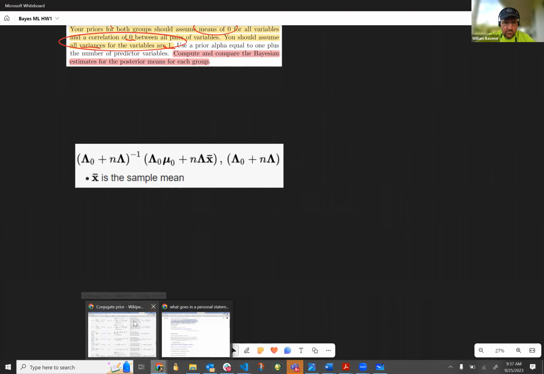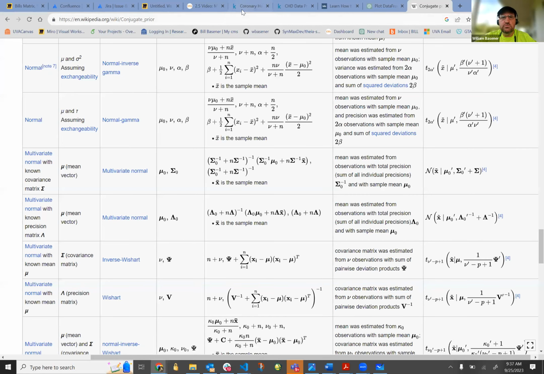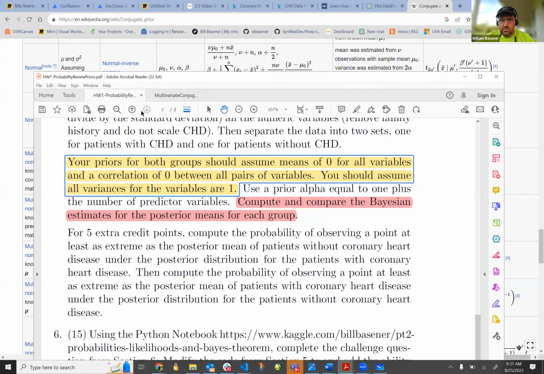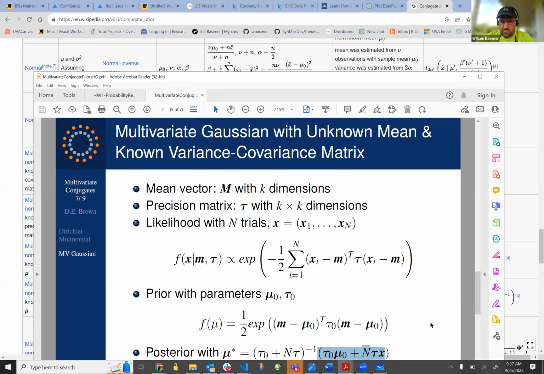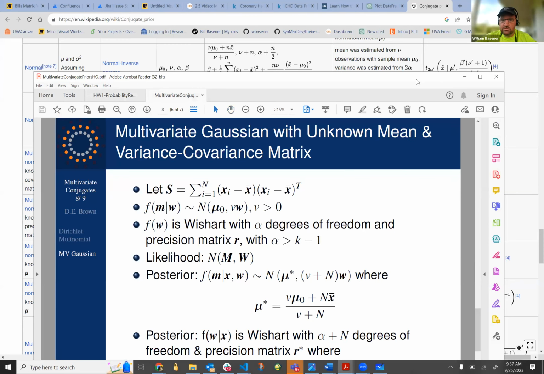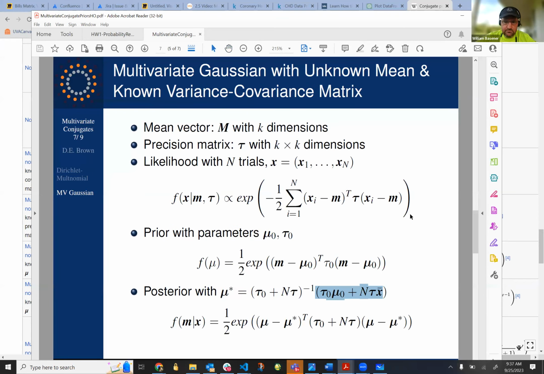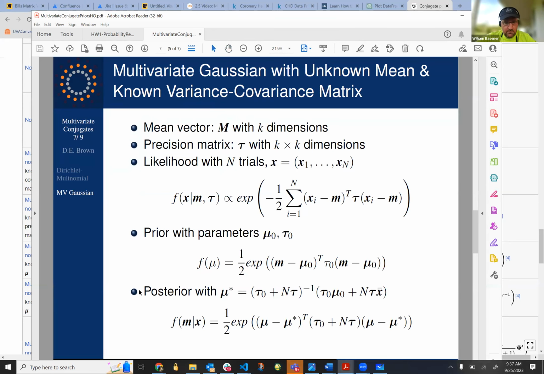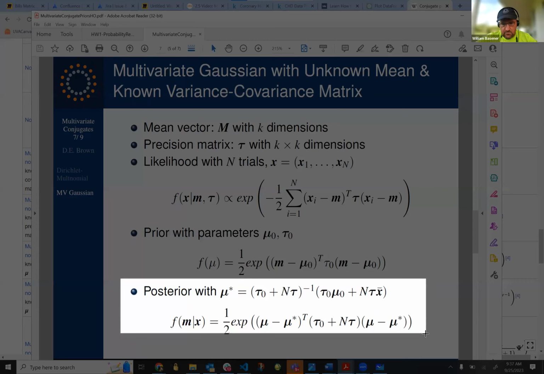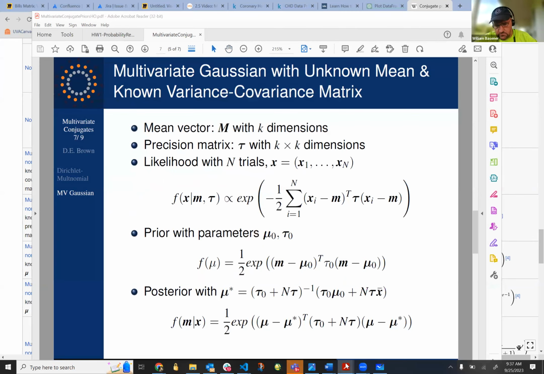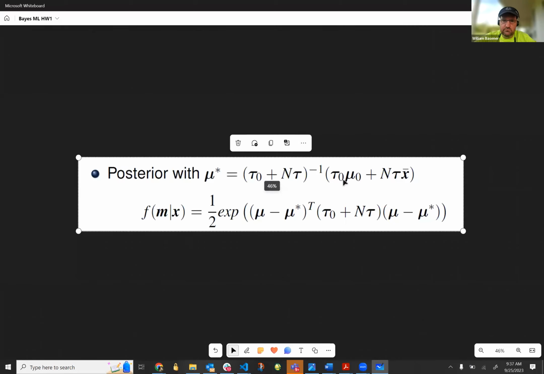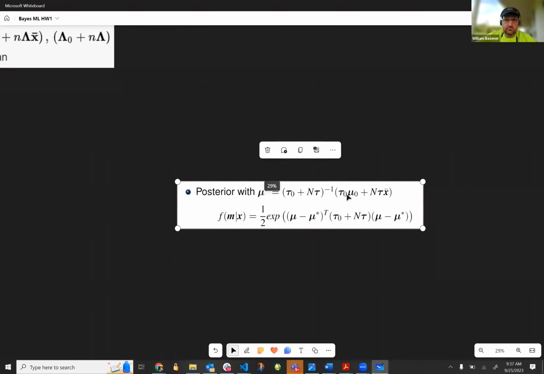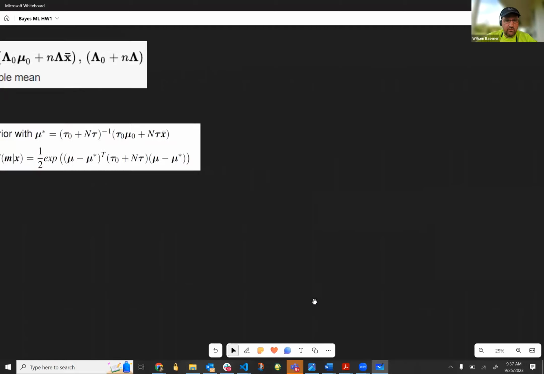the notes, which are right here. The notes give us this as our posterior. And let's compare those two.